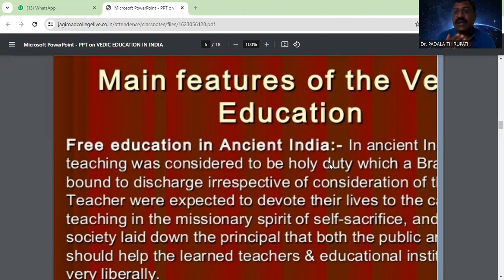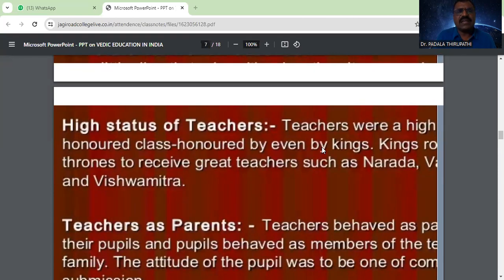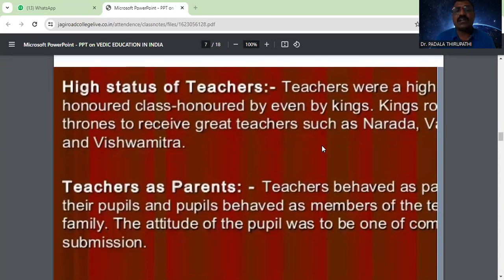In ancient India, teachers were expected to devote their lives, sacrificing their lives towards the development of the children, towards the development of their people. And people also gave great respect to the teachers. The teachers had a high status. Remember, at the time in ancient India, teachers were a highly honored class.